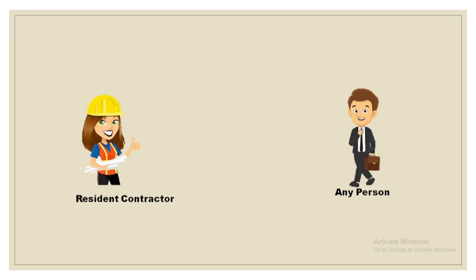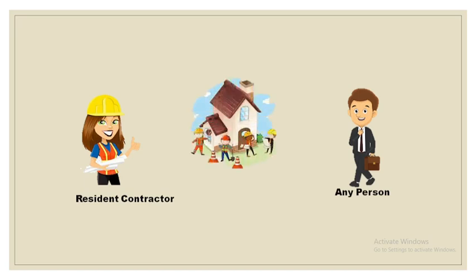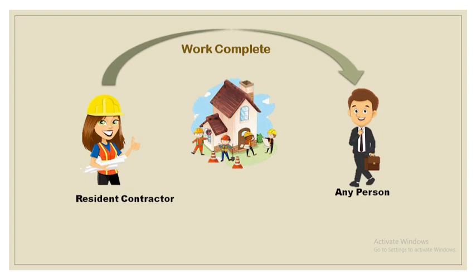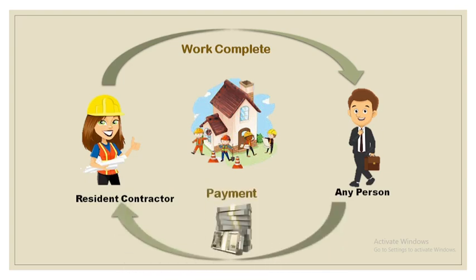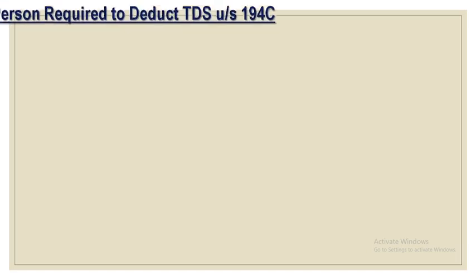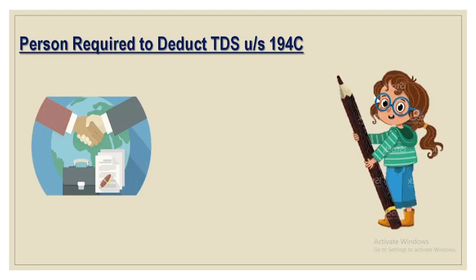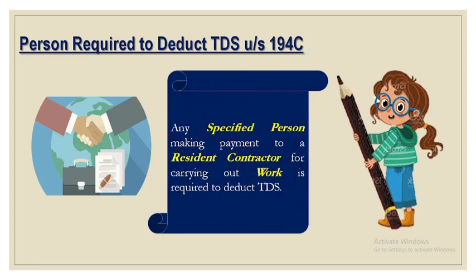Resident contractor. Any person. Person required to deduct TDS u/s 194C. Any specified person making payment to a resident contractor for carrying out work is required to deduct TDS.